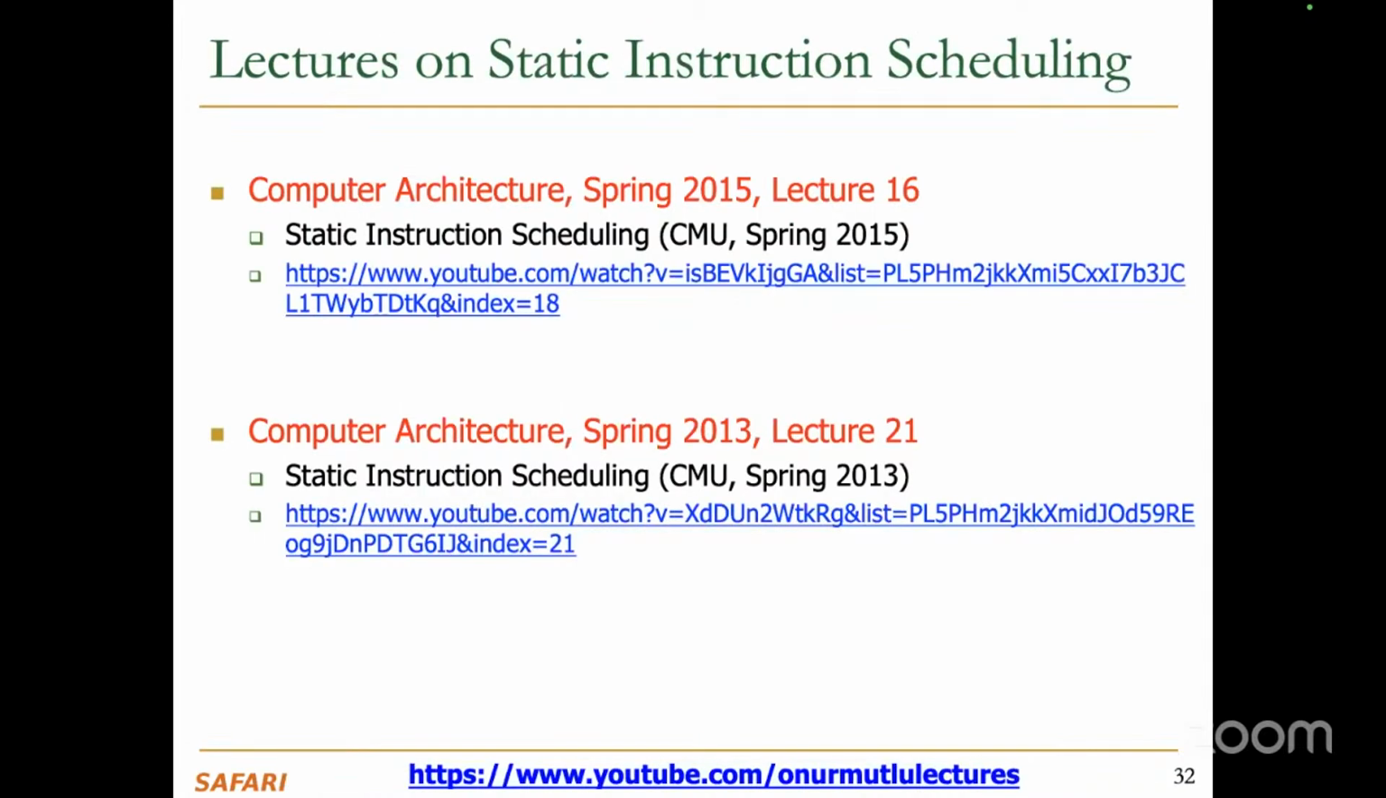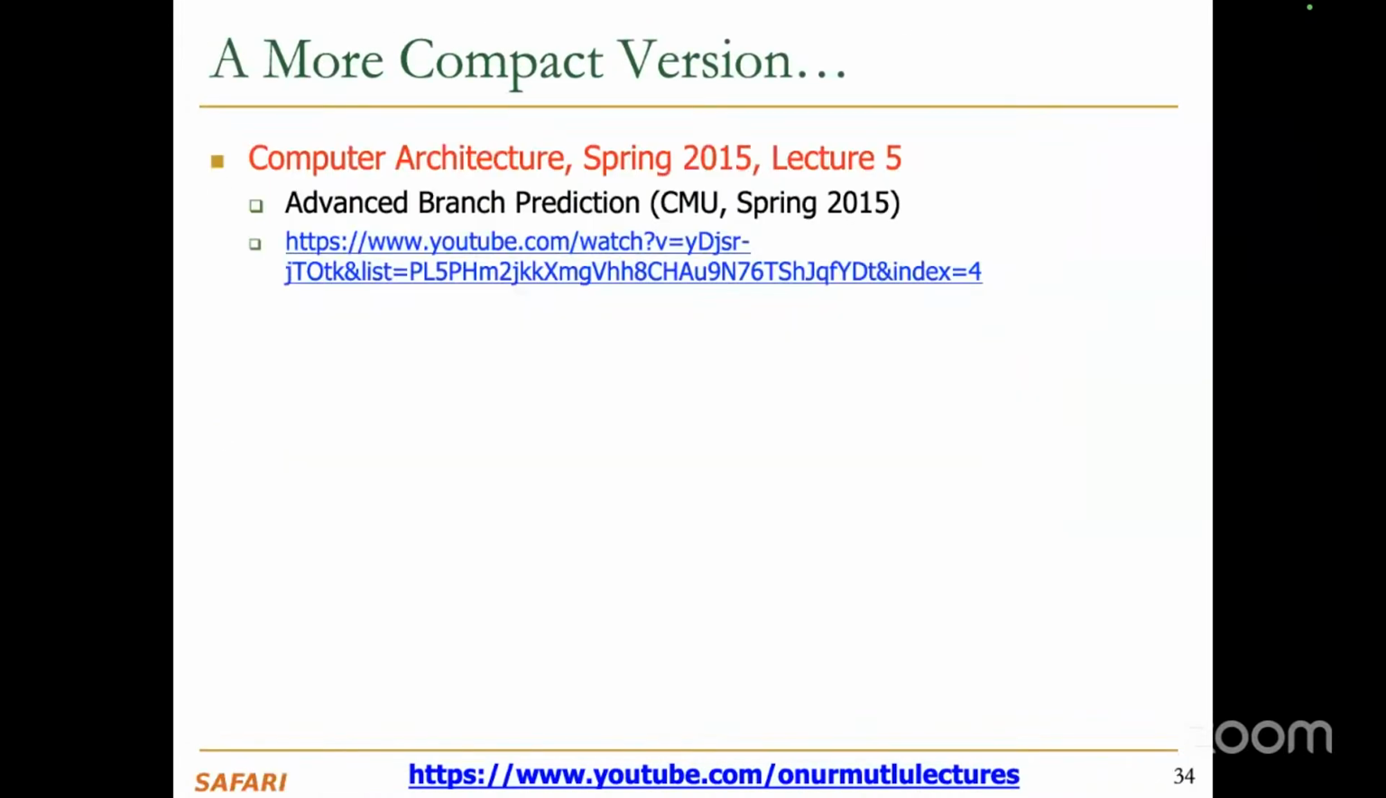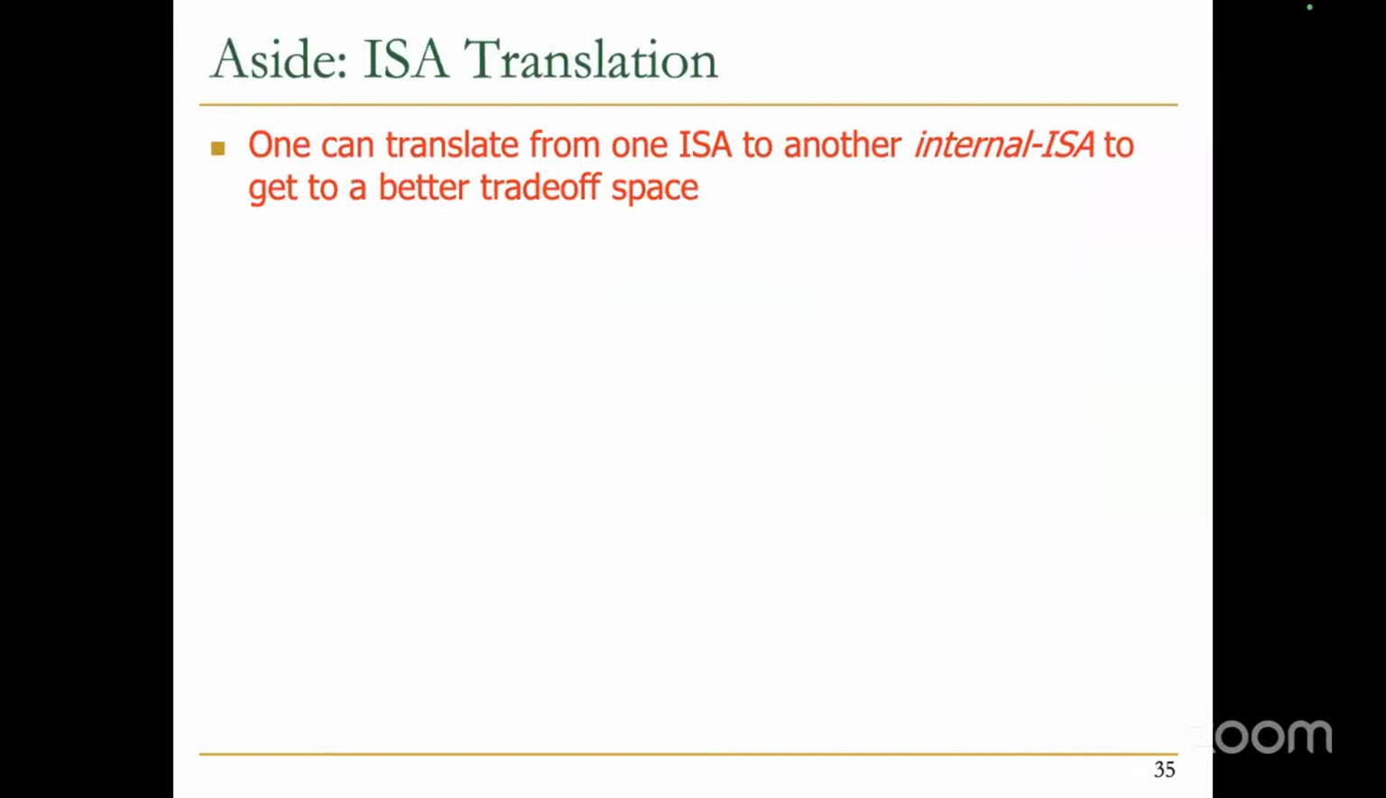Okay, so there are lectures over here, and this is a compact version. Now, I think we still have a couple of minutes, and you can also ask questions if you have questions. But basically, I'm going back to ISA translation. So what we're talking about is an ISA, actually. VLIW is an ISA, and also a microarchitecture. It's really a paradigm of execution.